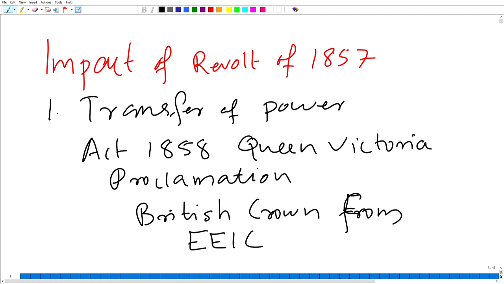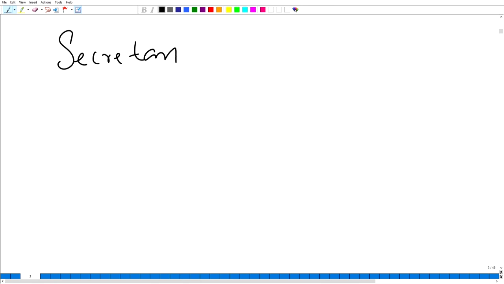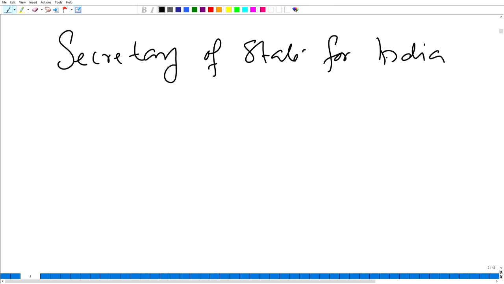One of the first changes introduced after the Great Rebellion of 1857 was that the administration of India was taken over by the British Crown from the English East India Company. But in fact, the actual administration was not carried out by the British Crown, but in the name of the British Crown. The actual administration was carried out by the Secretary of State for India, on behalf of the British Crown. A council, popularly known as the India Council, was also created, consisting of 15 members to help the Secretary of State for India in running the administration of the Government of India.